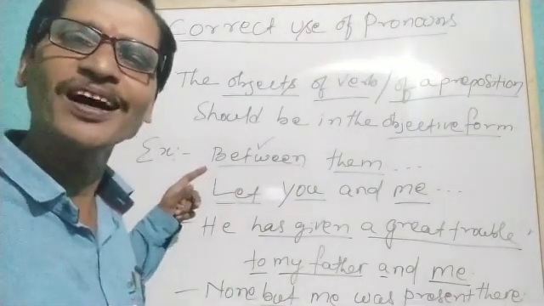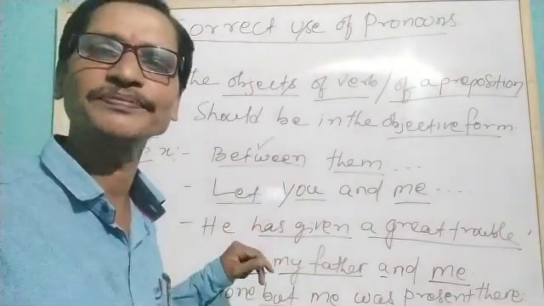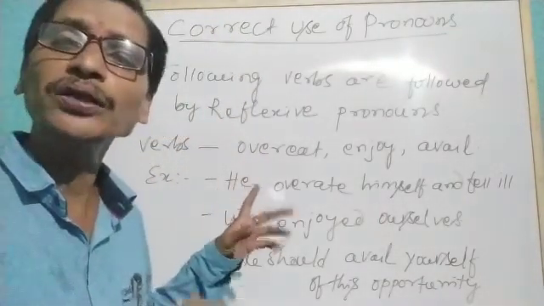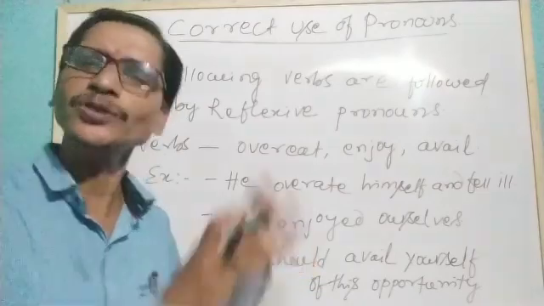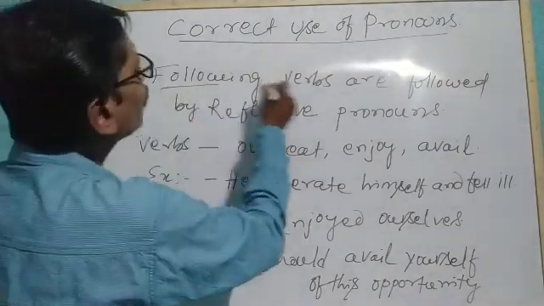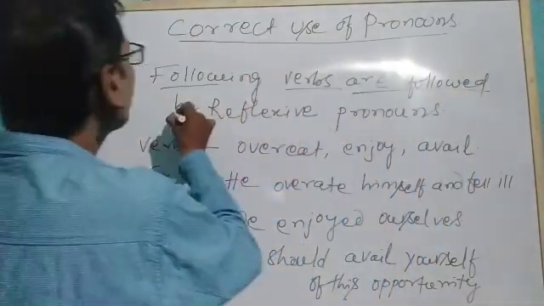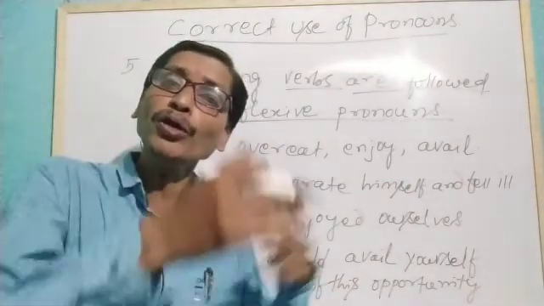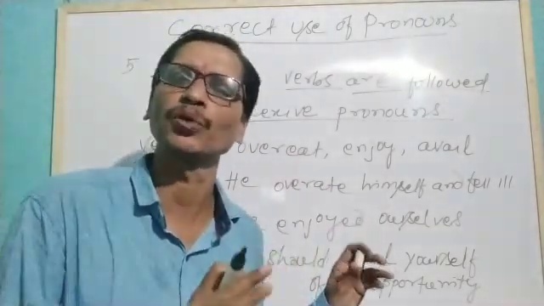So let's understand the next rule. That means the fifth rule, or the fifth instruction, on how we can use pronouns correctly. Let's see what it says. Some verbs are always followed by reflexive pronouns. If there are some verbs followed by any pronoun, that must be the reflexive form of that pronoun.